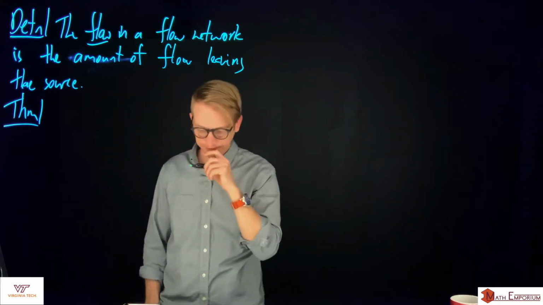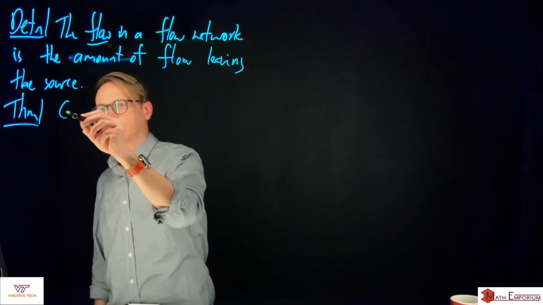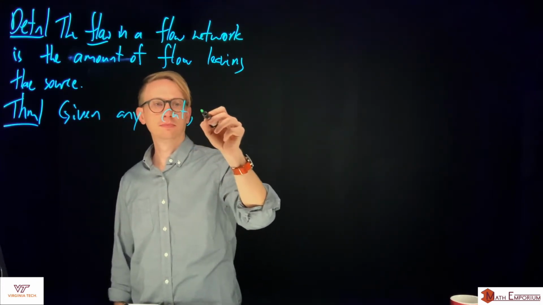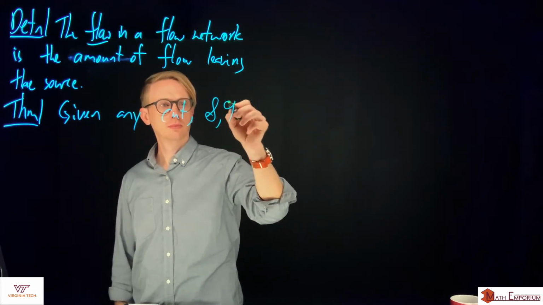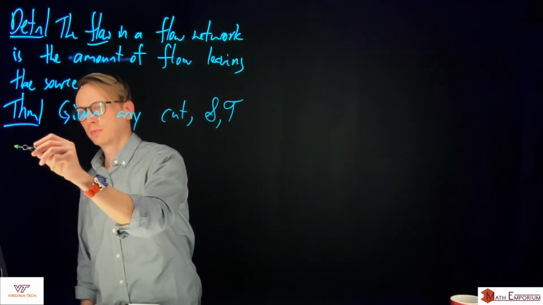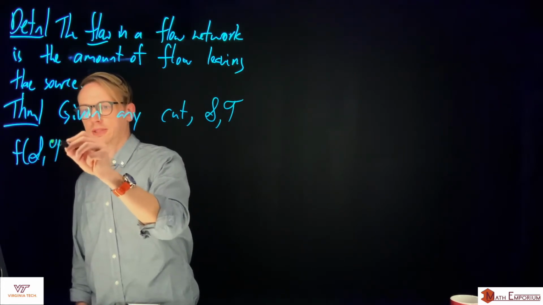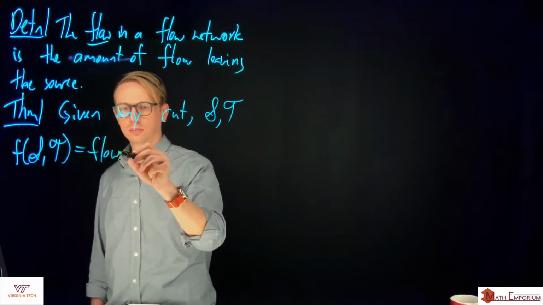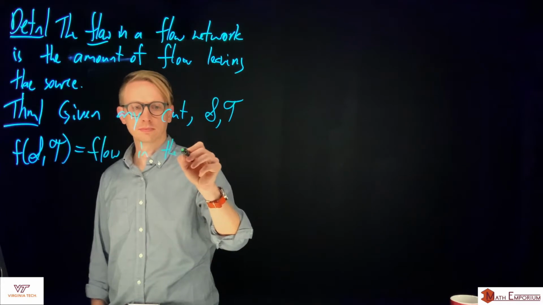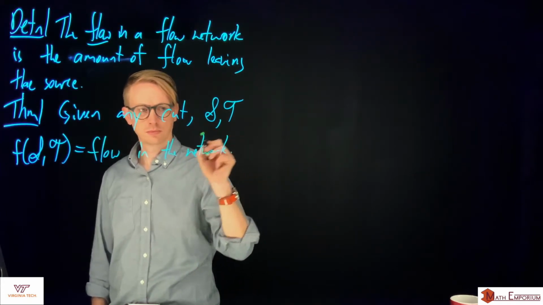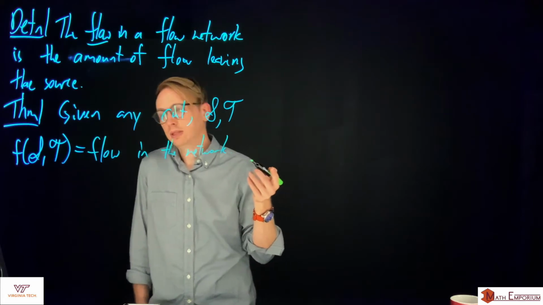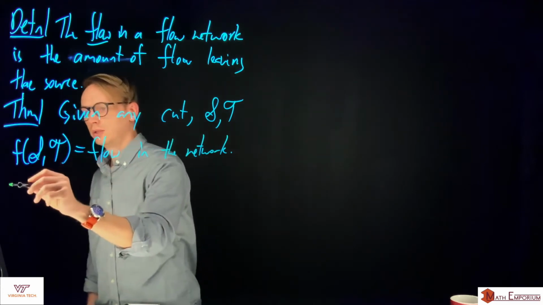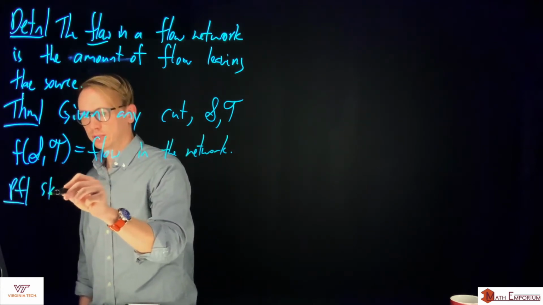All right, theorem. Given any cut S, T, the flow across S, T is equal to the flow in the network. More specifically, we would need to show that the flow across any cut is equal to the flow coming out of the source. All right. So I'm not going to actually do a proper proof here, but let me give you a sketch of the idea.